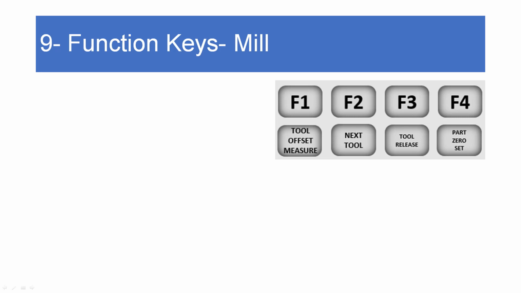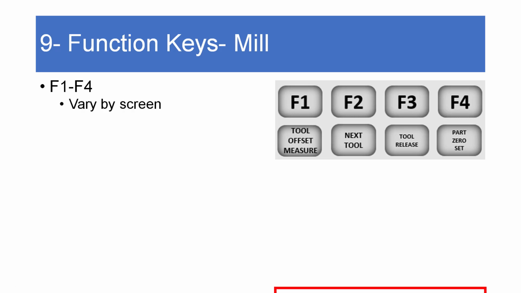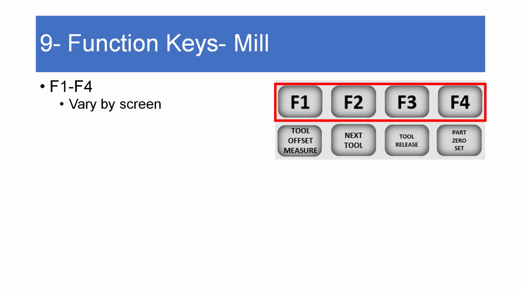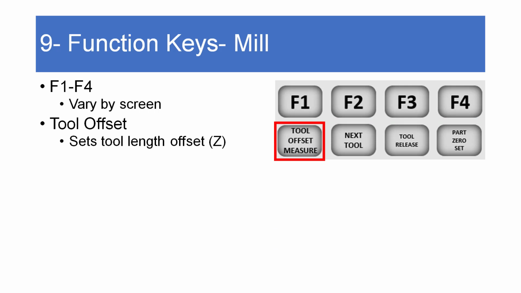Starting on the mill, the function keys F1 through F4 are used differently based upon specific menus and may do things like overwrite text, select text, write code to the MDI panel, or copy programs to a USB key. For this reason, we won't focus on the F1 through F4 keys, but instead look at the dedicated keys on the row below. Starting on the left is the tool offset measure key.